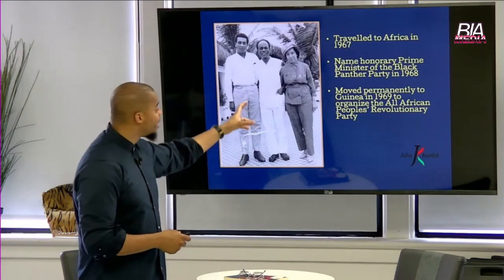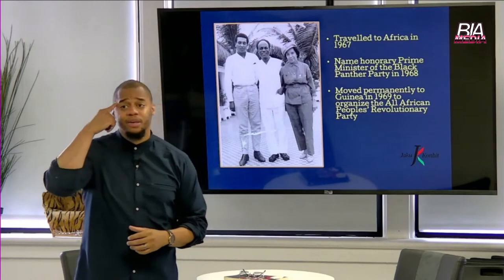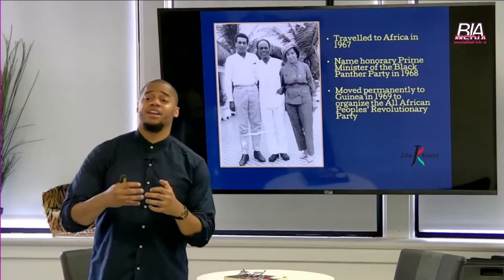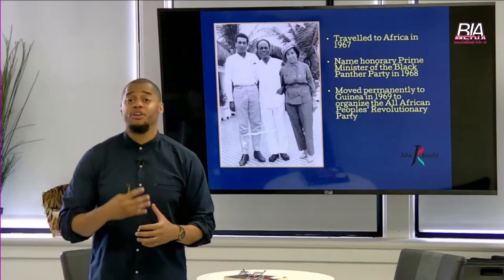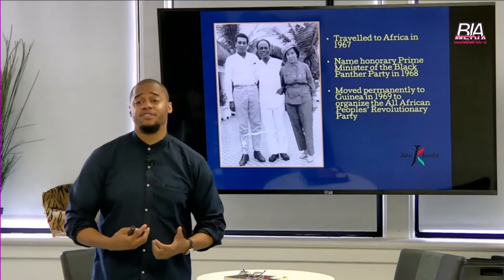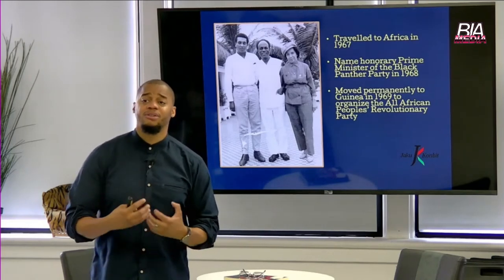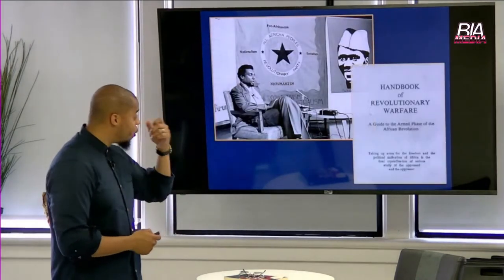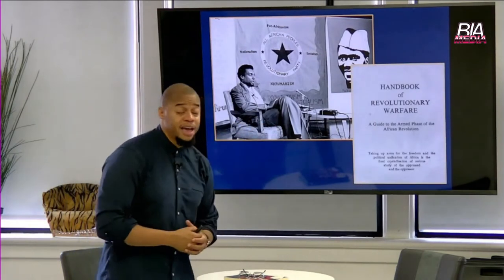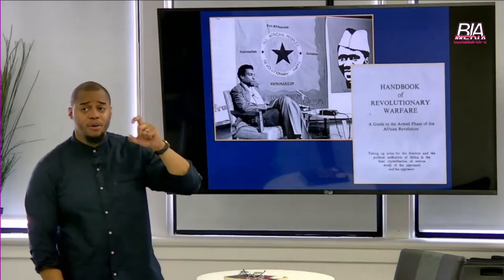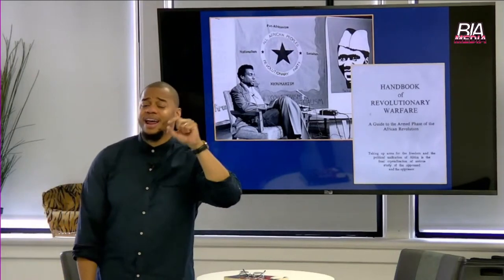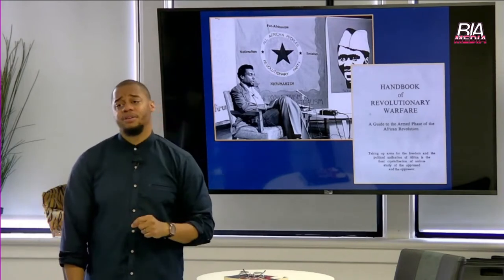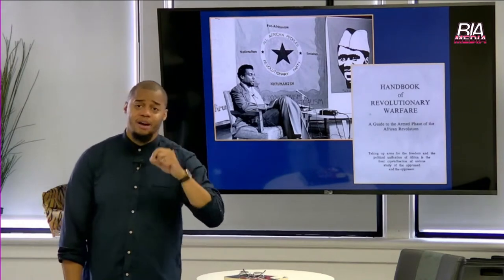And he helps to organize what Nkrumah has in his mind, this organization called the All African People's Revolutionary Party, an organization that was going to be made up of Africans all over the world who were going to be fighting to create liberated zones, to take over the state and create states that actually served African people. So he would spend the rest of his life, Kwame Ture, organizing this political party, which was outlined in the Handbook of Revolutionary Warfare, a political organization that would be active in every country that Africans were, organizing African people to create a United States of Africa that would serve the interest of African people.